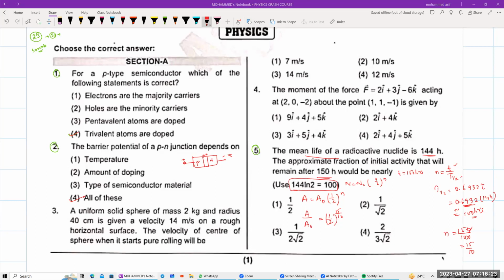Done. It is given in the problem as 144 ln 2. What is the value of ln 2? 0.693 only, isn't it? This is nothing but ln 2. Done. Let's go. So what will be the value of A by A naught? That is nothing but 1 by 2 to the power of 15 divided by 10. We can write this as 3 by 2. This is 1 by 2 to the power of 3 by 2.